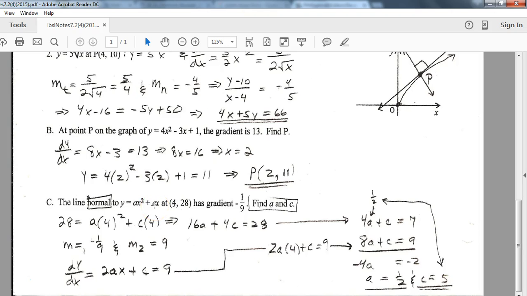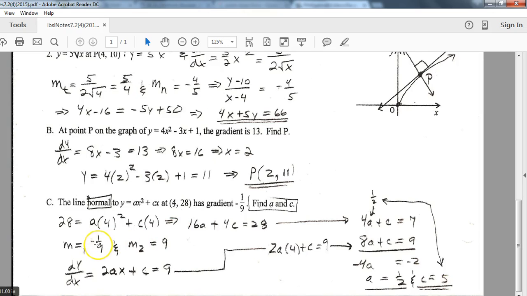Remember that if you're looking for two values, you probably need two equations to do that. And so the first equation that we can use is by just plugging these coordinates into the original function. So if I replace my x's with a 4 and replace my y with 28, I'm going to get this look here. But I still have two unknowns. I can't solve yet because I still don't know a or c. But this is one equation that I have. You'll notice on this equation, one option would be to divide the entire thing by 4, just so that you get some easier numbers to work with. So that's an option. You wouldn't have to do that.